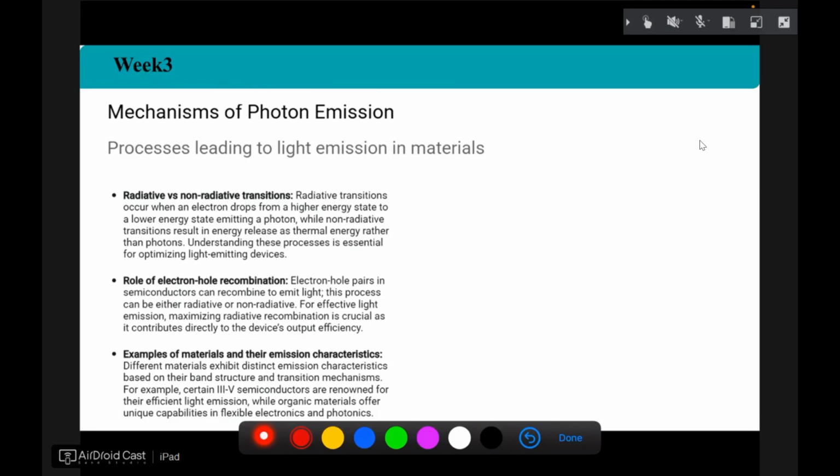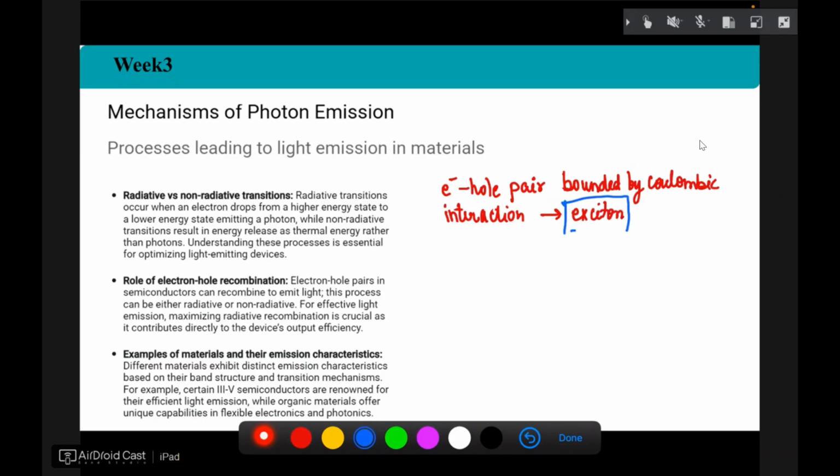So what is electron hole recombination? If we have an electron hole pair that is bound by some Coulombic interaction, it is known as an exciton. What does this name refer to? Exciton means excited electron. The electron has moved to a higher energy state, but is still bound by the hole present in the valence band. By the Coulombic interaction, we say it is an exciton.